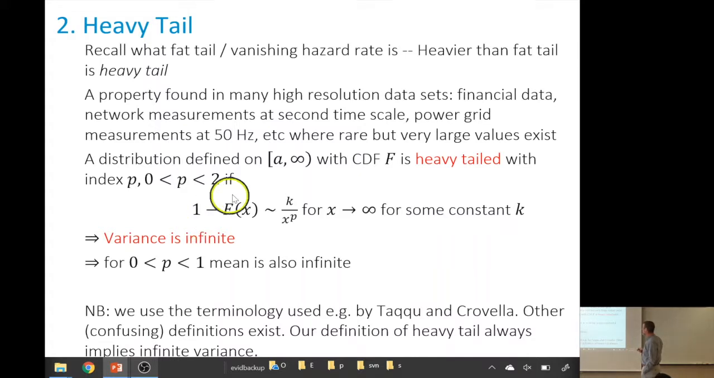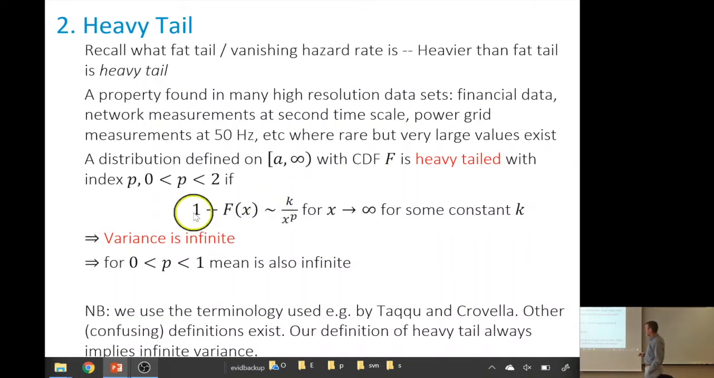Mathematically, we say that a distribution with CDF capital F is heavy tailed if the complementary CDF decays like a power law. So it's equivalent. Equivalent means the ratio of the left-hand side and the right-hand side goes to 1. So it's only an asymptotic development. So it decays like a power law, for some index p that must be less than 2. Why less than 2, we will discuss in a second.